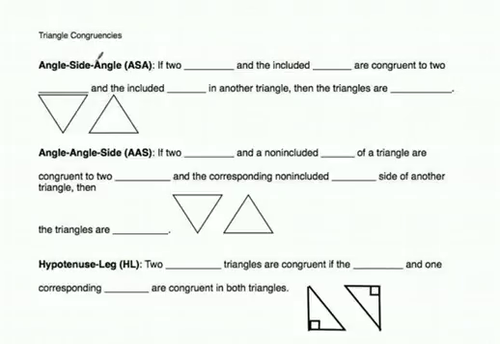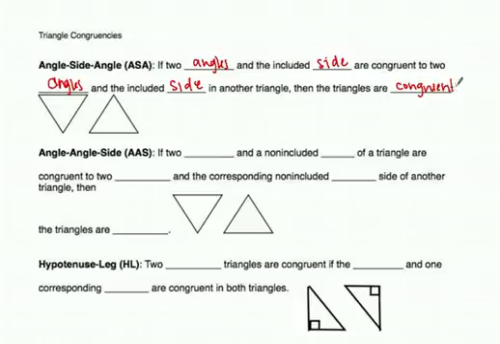Another method is angle side angle. So angle side angle means that I'm going to have two angles and the side that's included. So if two angles and the included side are congruent to two angles and the included side in another triangle, then the two triangles have to be congruent to each other.